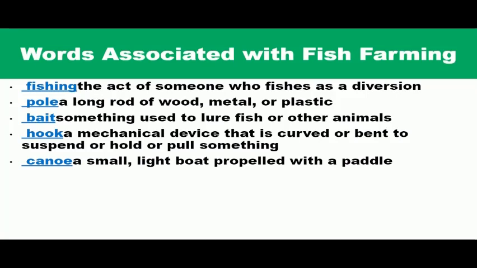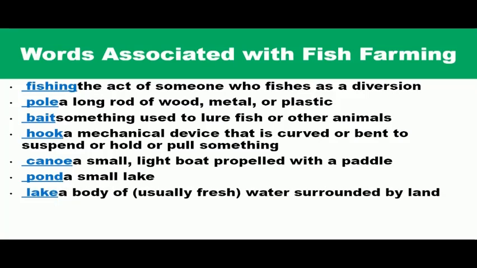Then you have a canoe, which is a small light boat propelled with a paddle. Okay, you paddle the canoe as a fisherman. If you go to riverine areas, you find the fishermen paddling their canoes. Then the pond is a small lake, okay, where you find fish. Then the lake is a body, usually of fresh water surrounded by land. That's a lake. All right.